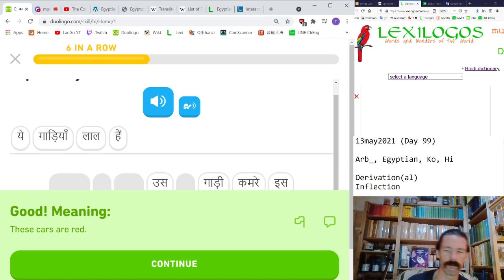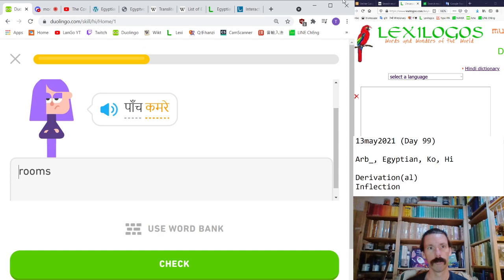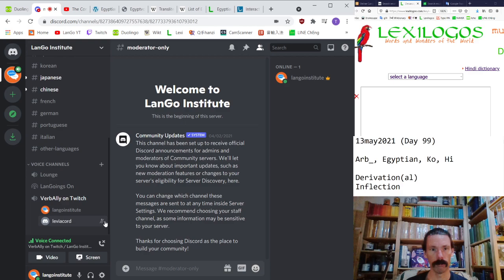पांच कमरे। It's weird. पांच कमरे। Levi, what's पांच? Levi, you there? Oh, muted. Maybe he stepped away. It's five rooms.